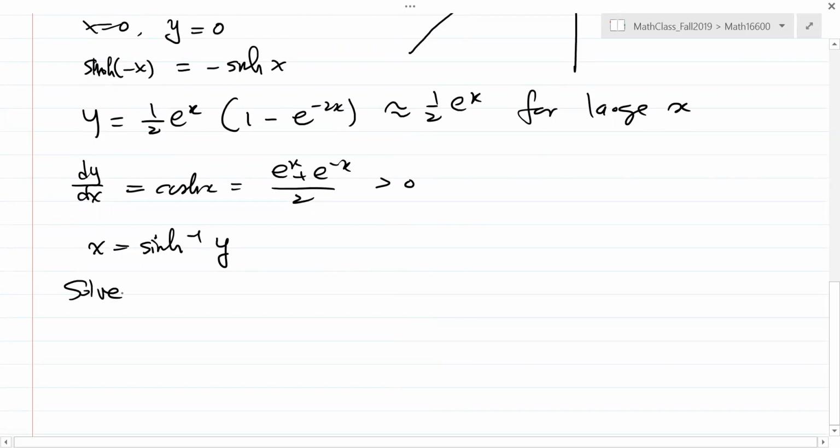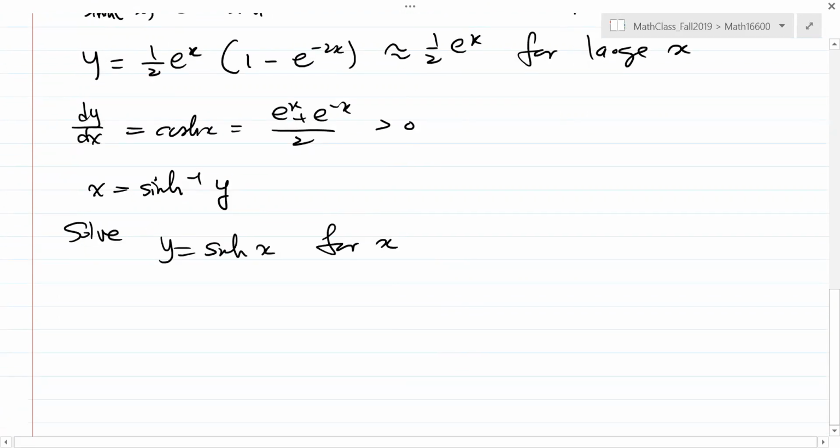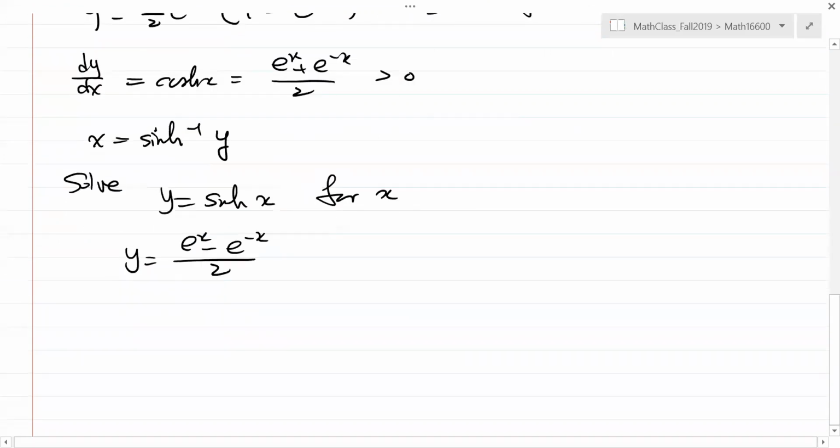We're going to solve this equation for x expressed in terms of y, right? So I want to get this formula. Okay, let's try it. Well, y equals (e to the x minus e to the negative x)/2, right? So how can I solve for x? That's a good exercise for the logic function, right? So you multiply both sides by 2.